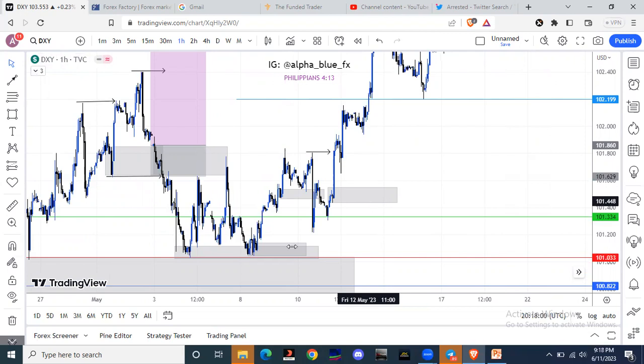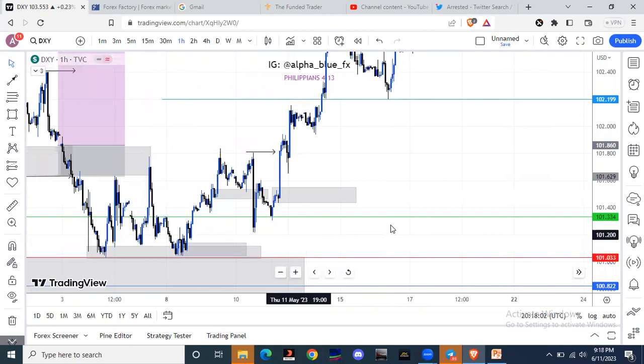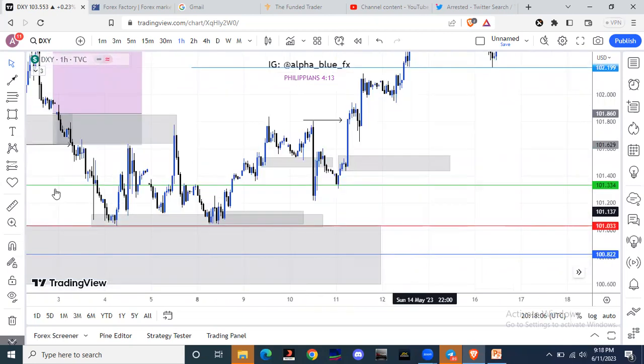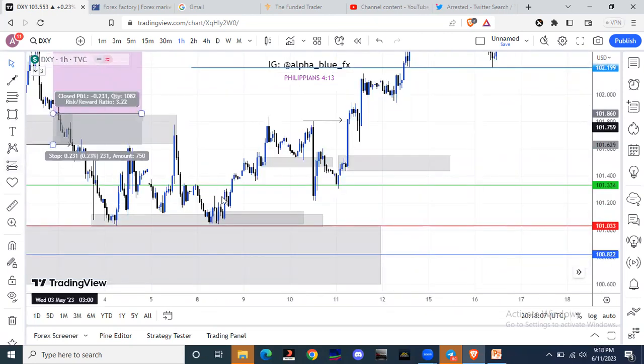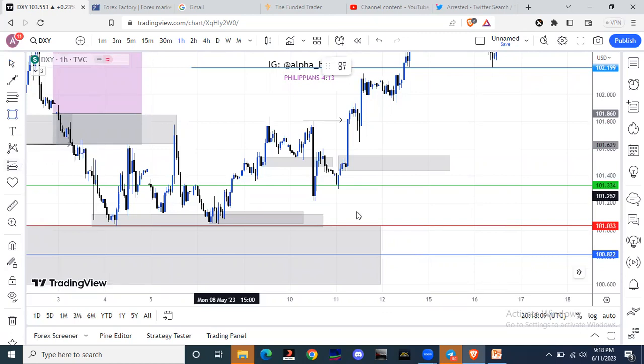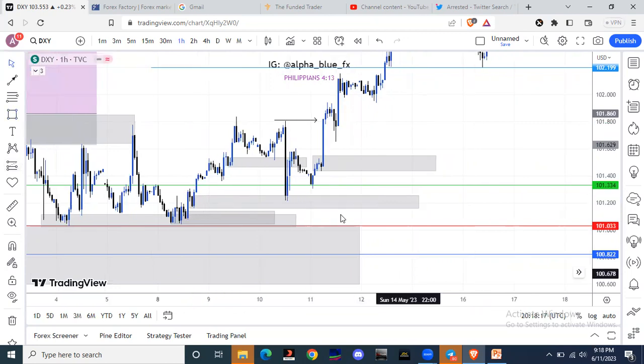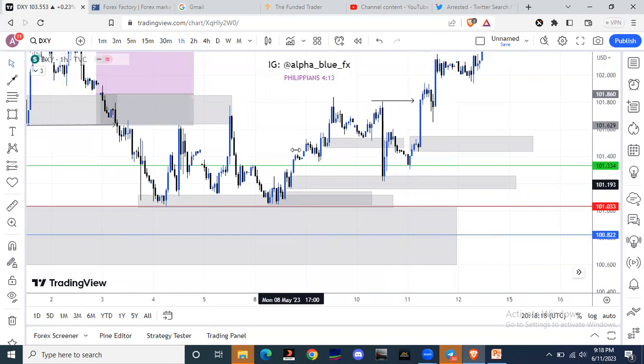Now, let me give you another example of a bullish order block that played out very well here. So we have a bullish order block right here. So why is it a bullish order block? Because this is the last bearish candle before the bullish move that broke structure multiple times to the upside. So it broke structure here. It broke another structure here. So this is a valid bullish order block.